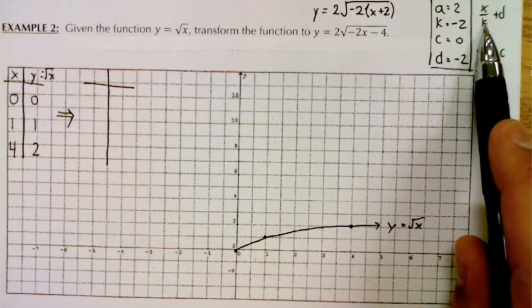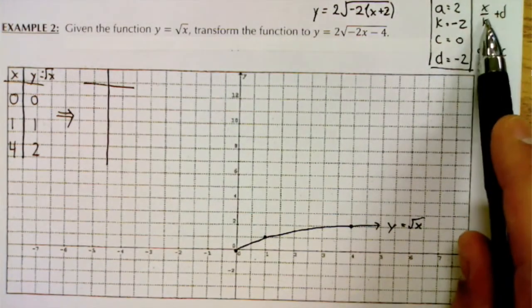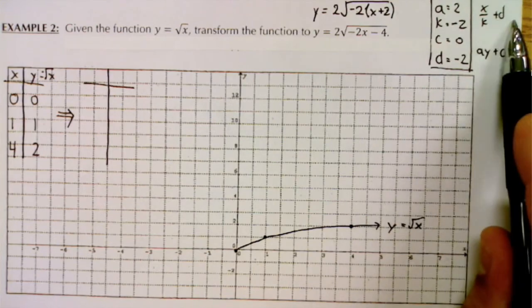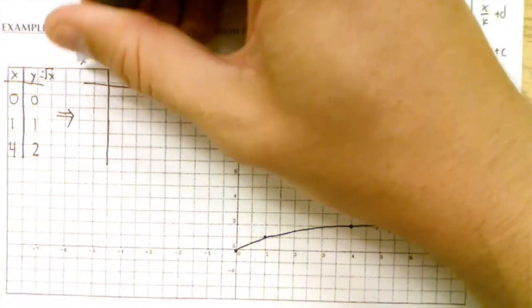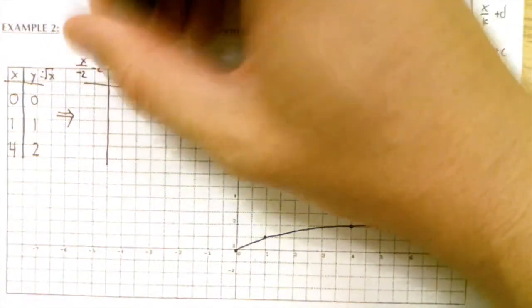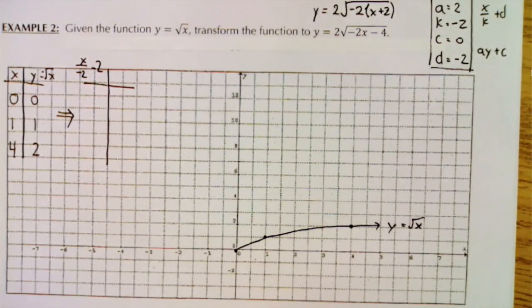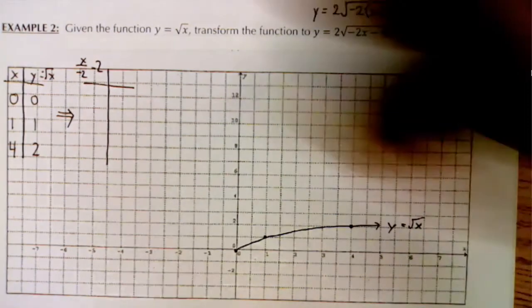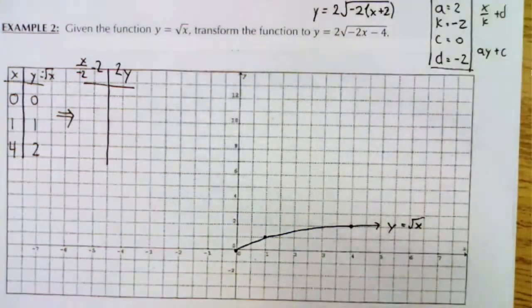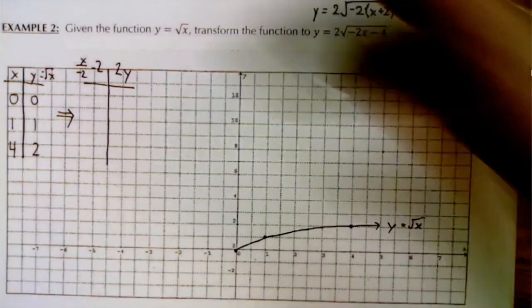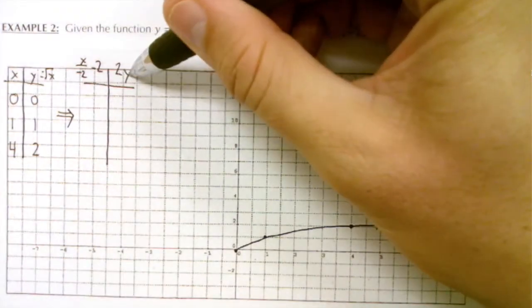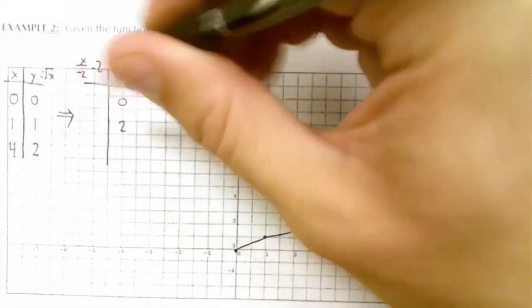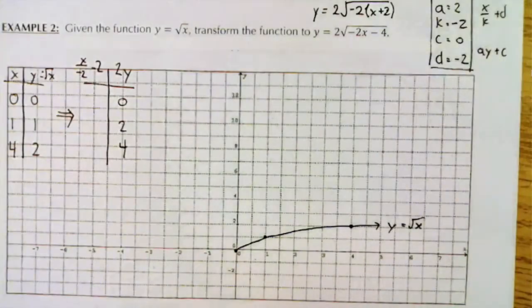So let's write our mapping notation. X divided by k, k is negative 2, so x divided by negative 2, plus d, d is negative 2, so subtract 2. We end up with x over negative 2 minus 2. Ay plus c, 2y plus 0, so just 2y. That's pretty easy for the y's. We'll do the y's first. We just multiply all our y's by 2. 0 times 2 is 0, 1 times 2 is 2, and 2 times 2 is 4.